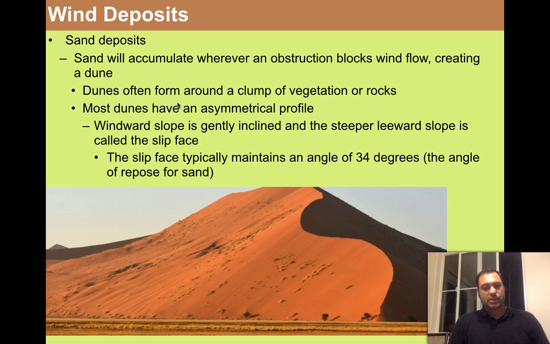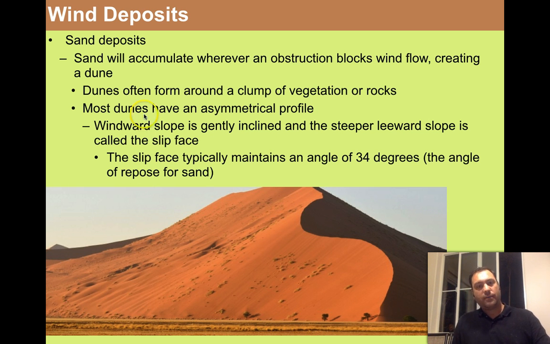Okay, so we're going to look at these. So sand deposits, of course, when we think of deserts, you think of sand instantly, right? So sand will accumulate wherever an obstruction blocks wind flow, creating a dune, right? So if you have changes in velocity of wind, you're going to wind up either picking up sand or you're going to be depositing sand, right? That's kind of the way the whole thing works.